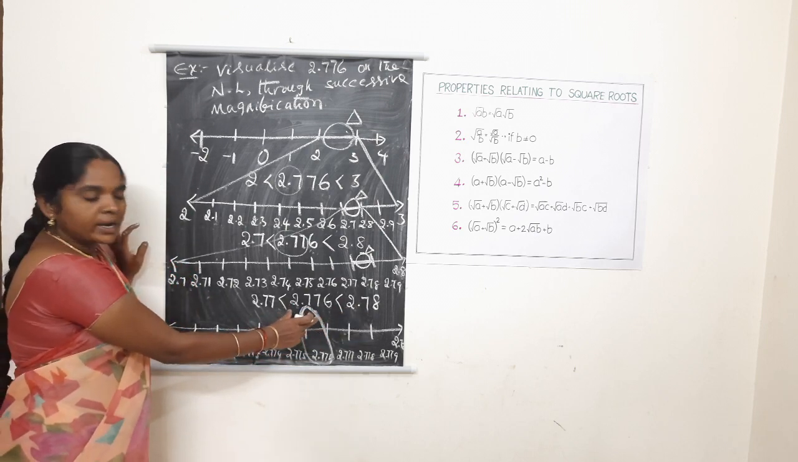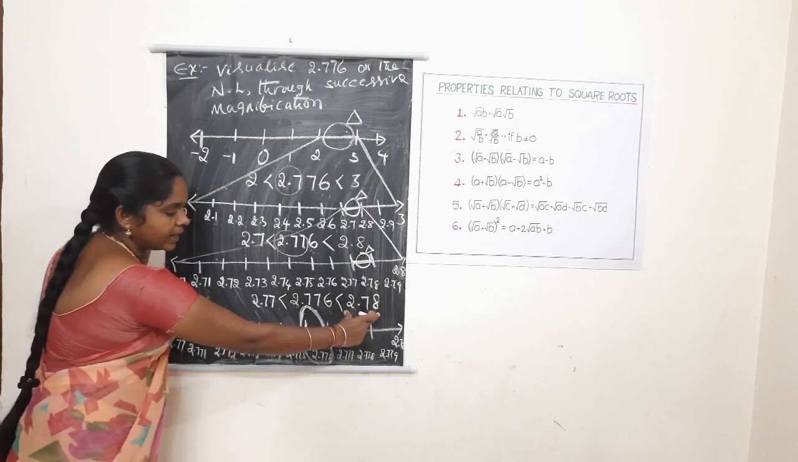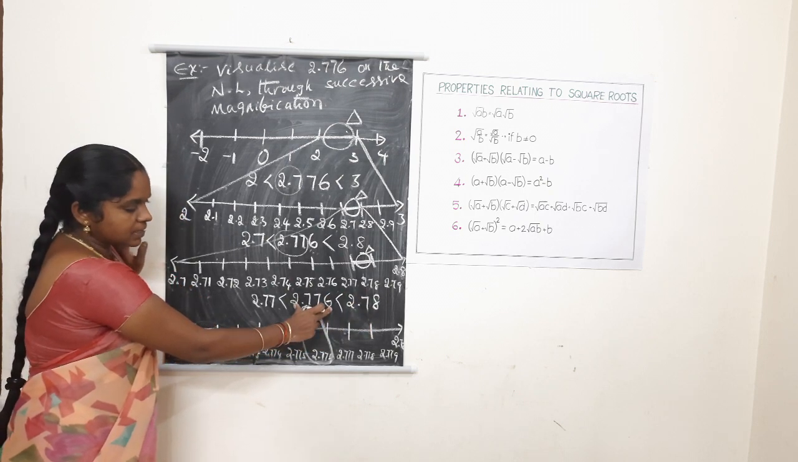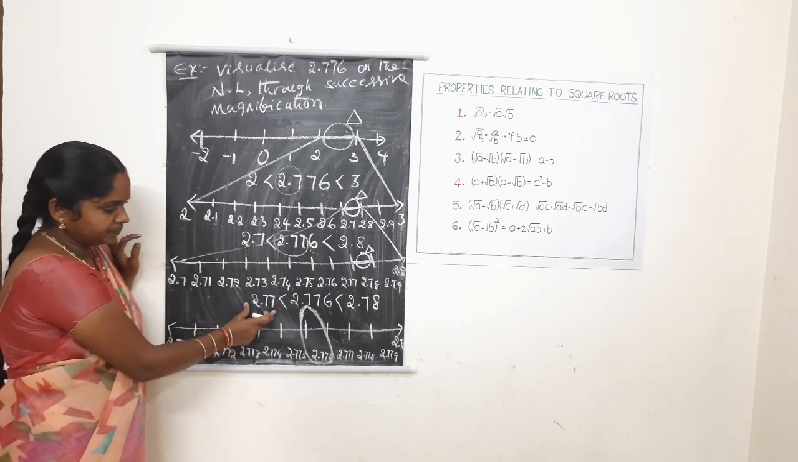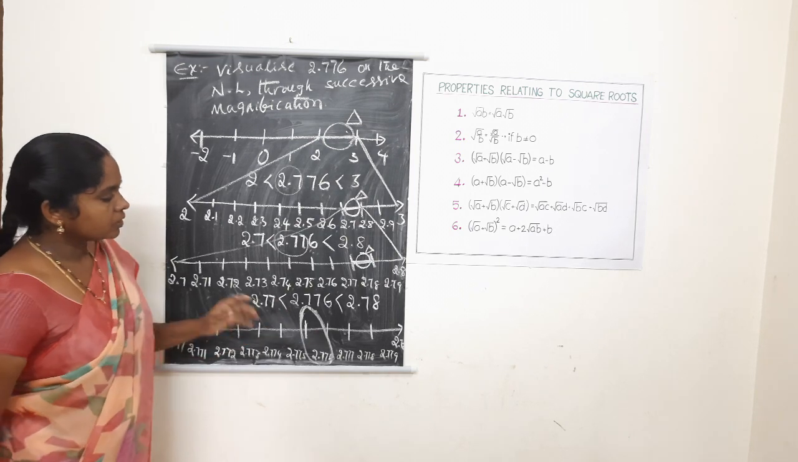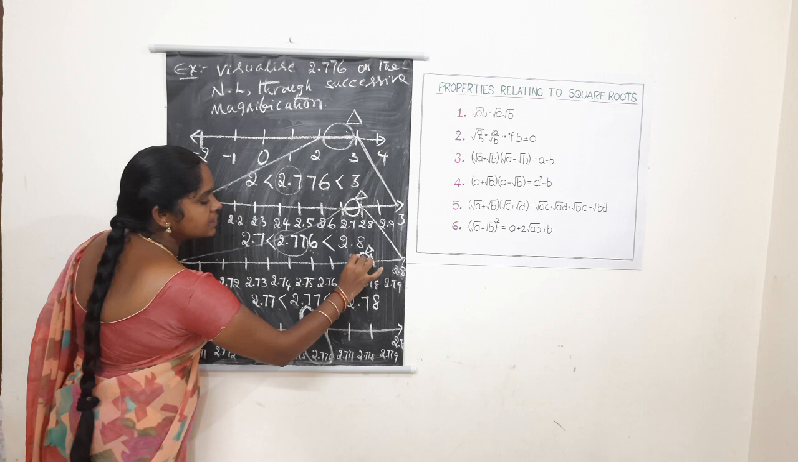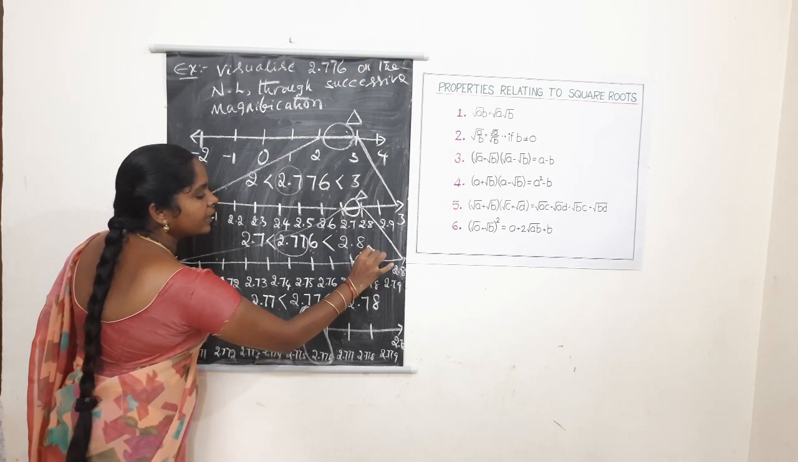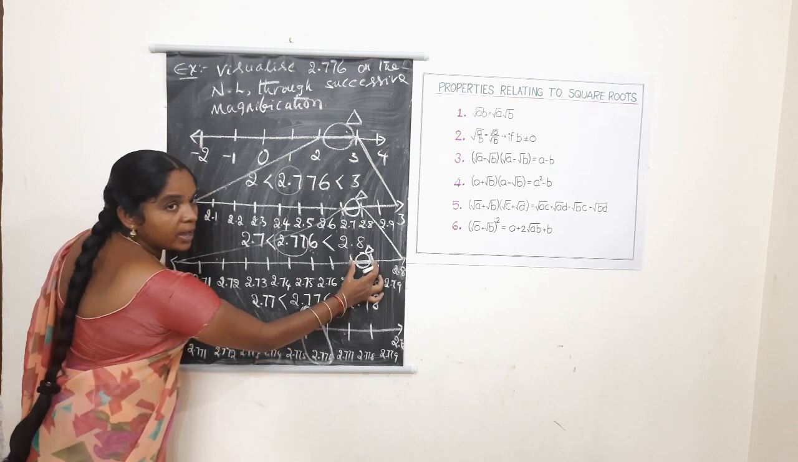So 2.776 is smaller than 2.78 and 2.776 is greater than 2.77. So this is the smaller portion and this is the magnifying mirror. We need to expand this smaller portion.